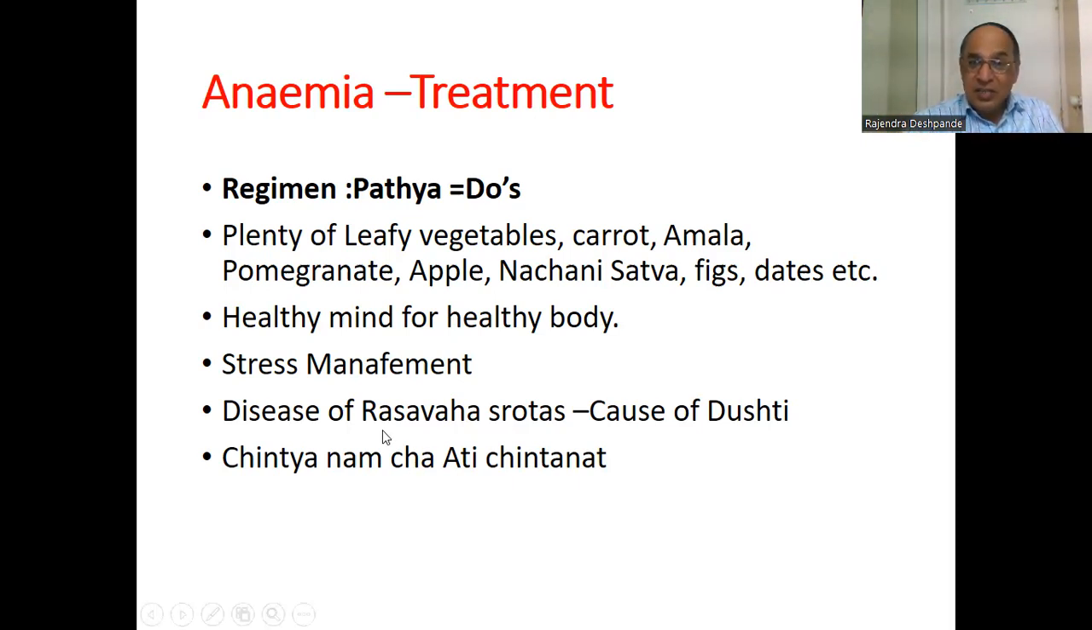Disease of Raktavaha Srotas. You must see the causes of dushti lakshana. Chintanam cha ati chintanat, Raktavaha Srotas. If you find a shlok, chintanam cha ati chintanat, the patient is thinking a lot and lot and lot. And that's why he is affected with Raktavaha Srotas dushti and giving the Pandu Vyadhi.